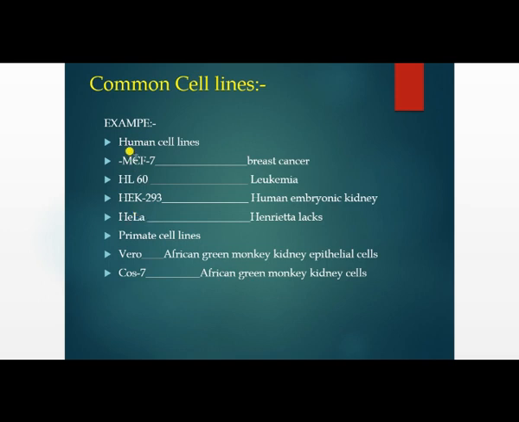Next, here we learn about cell lines. Now we are going to see primate cell lines. Vero is a cell line from African green monkey kidney epithelial cells. It means epithelial cells of monkey kidney were stored as Vero. Next is COS7. This cell line is from African green monkey kidney cells. It means kidney cells were stored as the COS7 cell line.